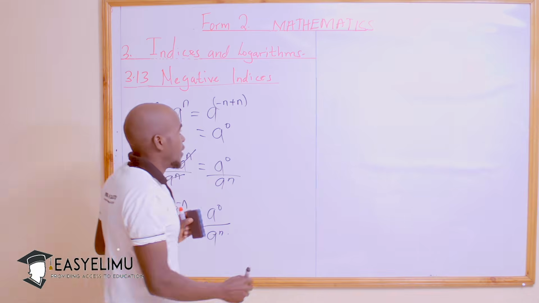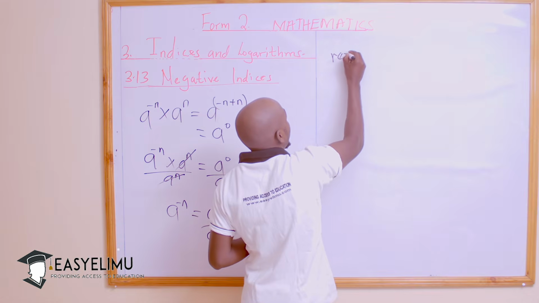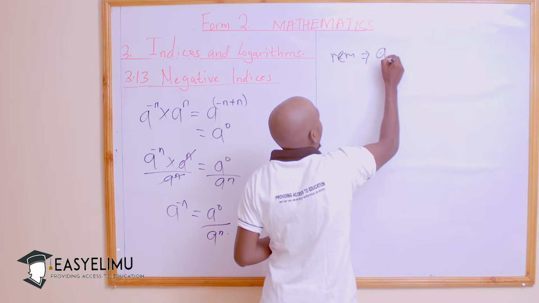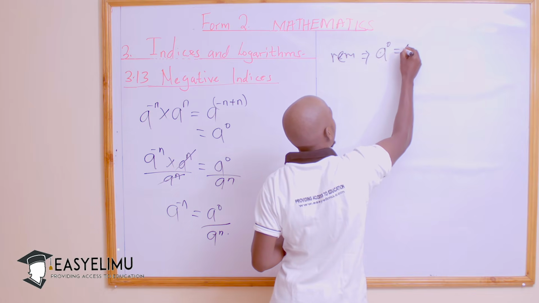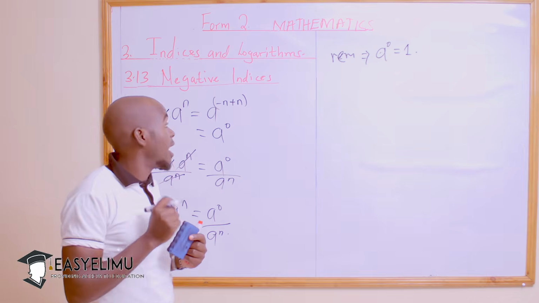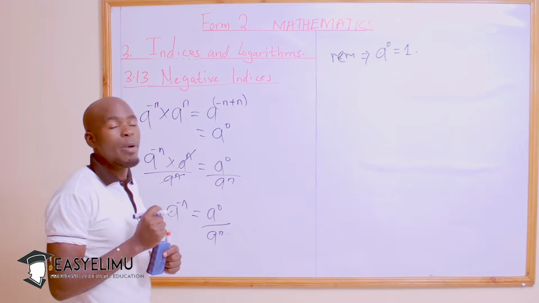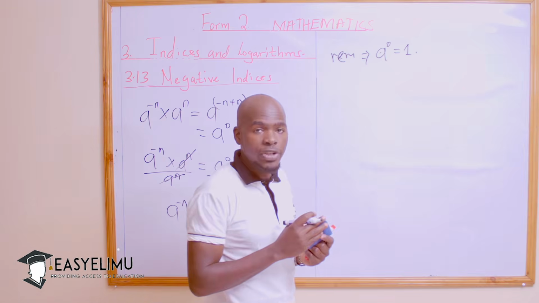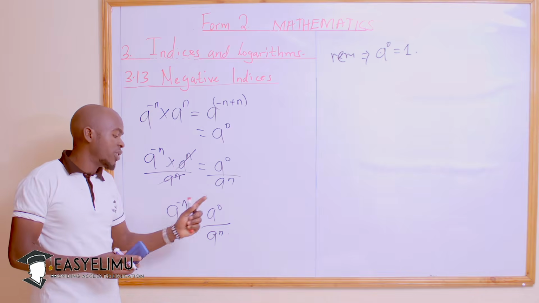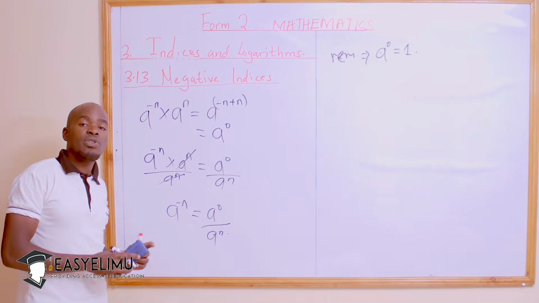But remember one thing. Remember, we said that a raised to 0 is equal to 1. That was the zero index: if you have any number raised to 0, you will get 1. And in this case, we have a raised to 0 over a raised to n.